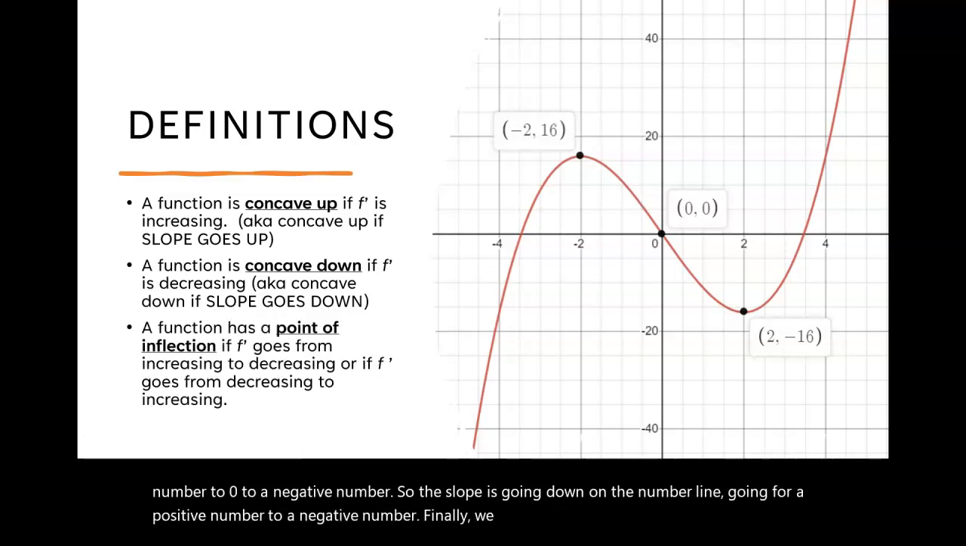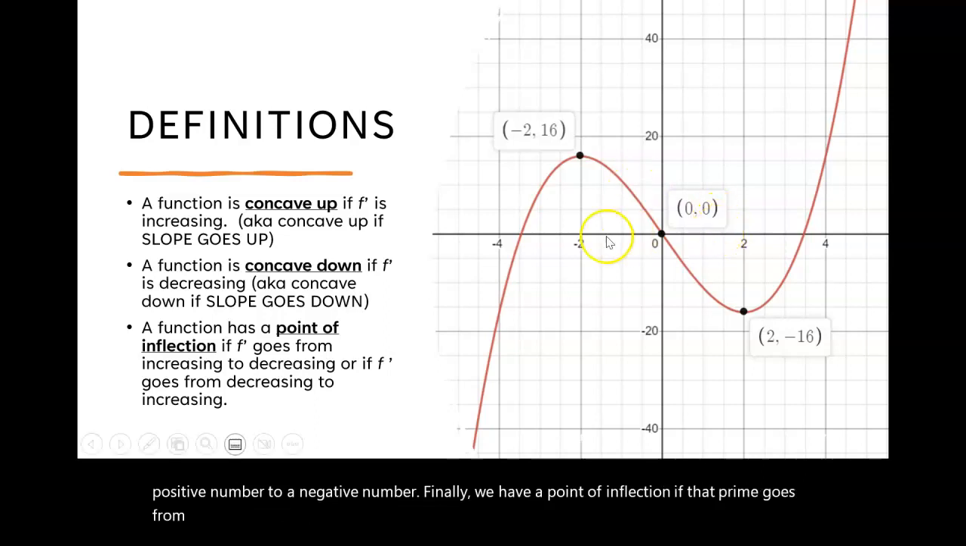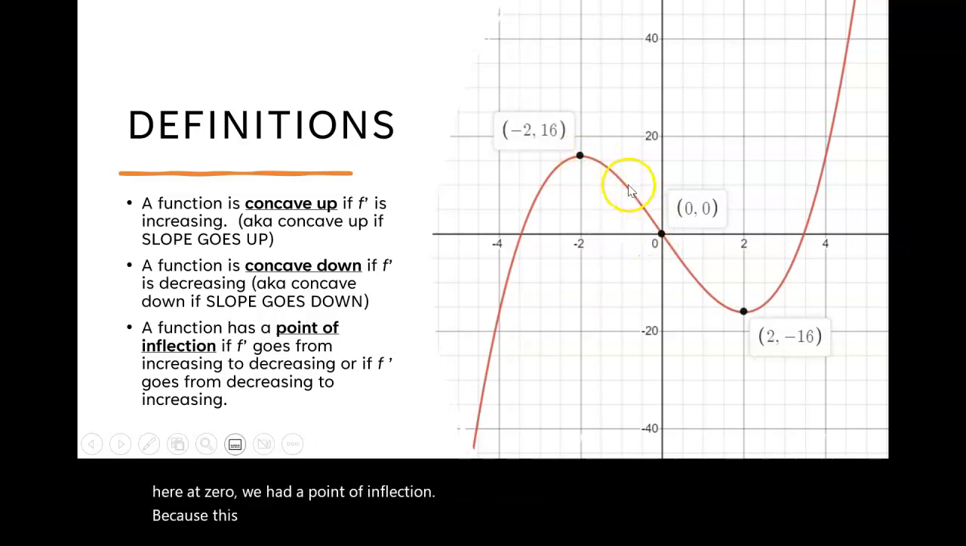Finally, we have a point of inflection. If f prime goes from increasing to decreasing, or f prime goes from decreasing to increasing, right? So right here at 0, we had a point of inflection because the slope went from a large negative number to less of a large negative number. So there was a change in concavity right here.